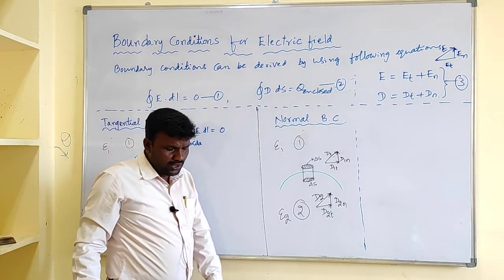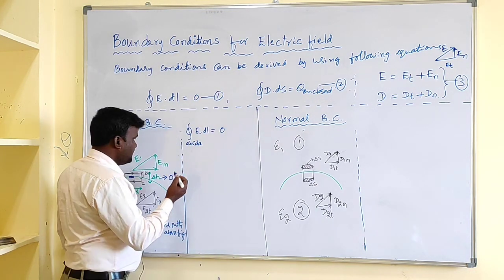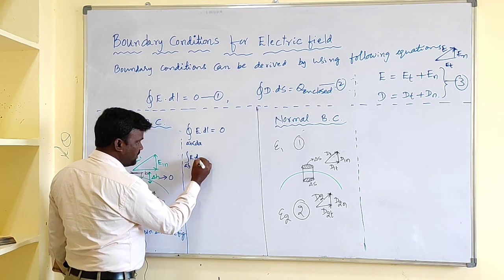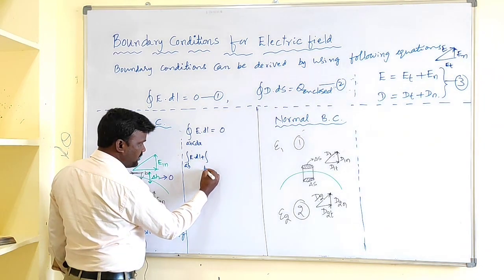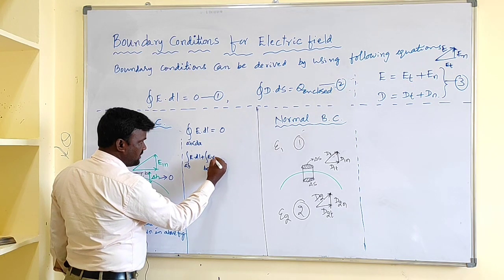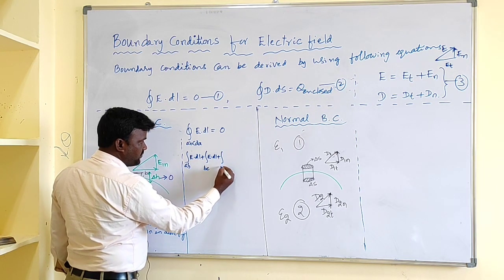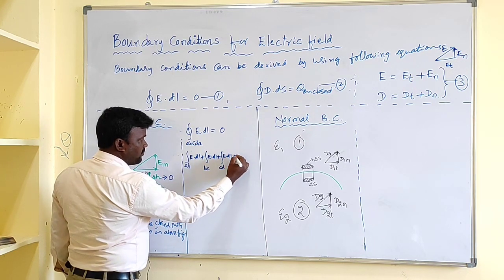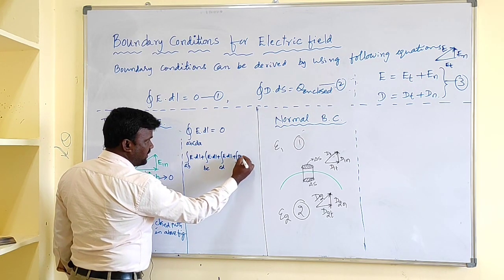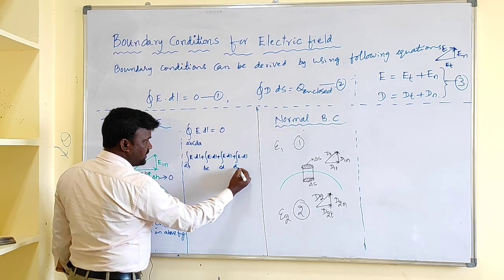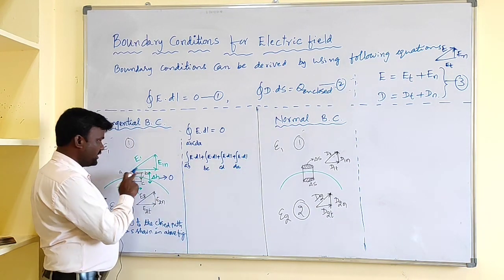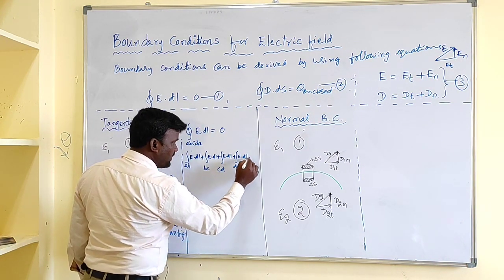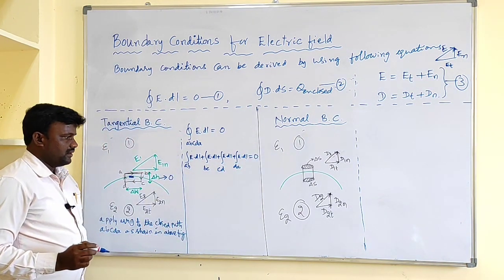Now, this can be split like this. That is integral AB E dot dl, next integral BC E dot dl, next integral CD E dot dl, plus integral DA E dot dl, equal to 0.